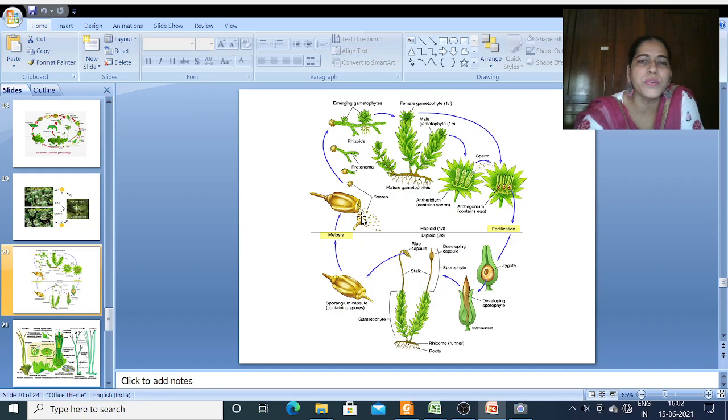So when the spores are formed, and after the hygroscopic movement of the peristome teeth and shaking, the spores are dispersed, and then germination starts and protonema formation starts. After the protonema, you get the proper gametophyte stages, the branched stages. So this is in the case of Funaria. Polytrichum also has a similar life cycle.